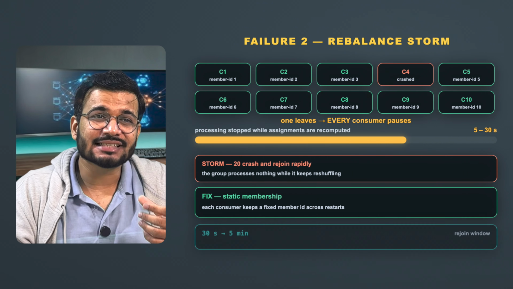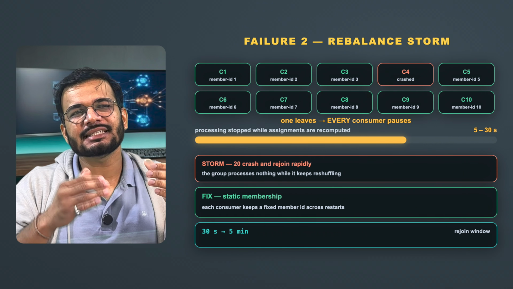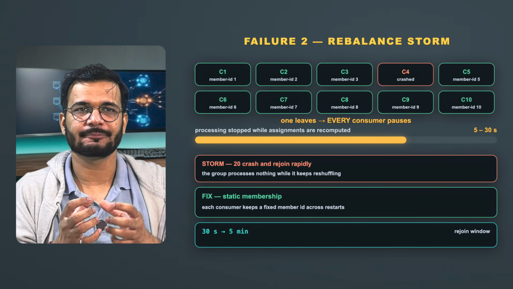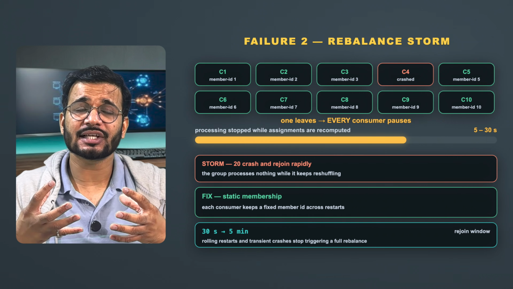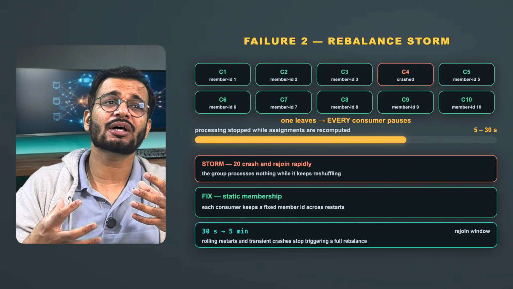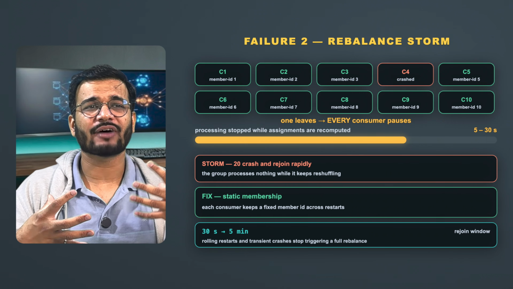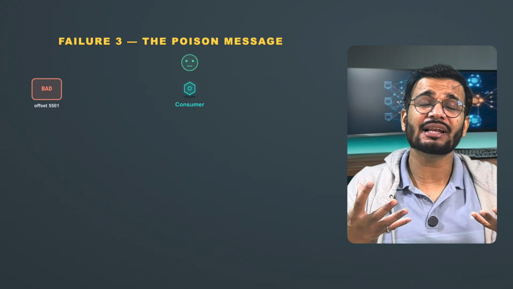Now, the fix is static membership. Assign each consumer a fixed member ID. Rebalancing only triggers if a member doesn't rejoin within a longer timeout, that is around 5 minutes instead of 30 seconds. This tolerates rolling restarts and transient crashes without triggering a full rebalance every time.